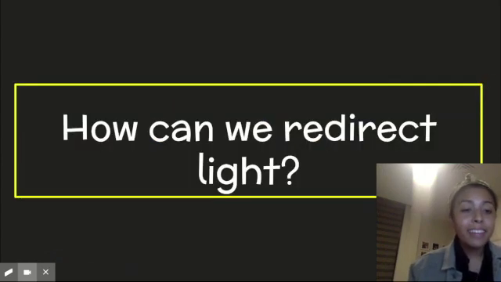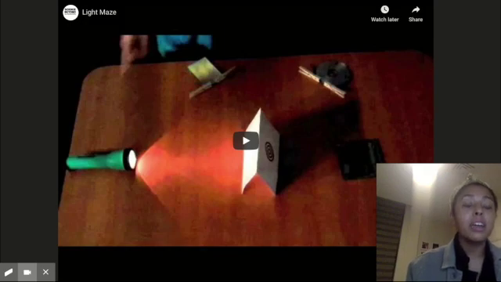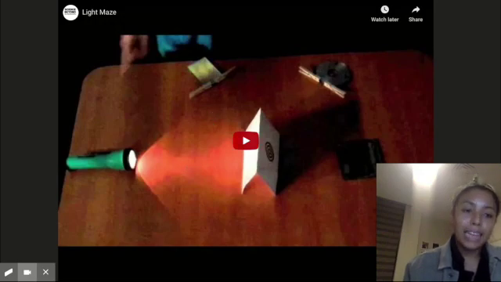So last time we got to answer the question of how can we redirect light? And we got to watch a really awesome experiment by a scientist named Josh, who was able to use mirrors and CDs, really reflective or shiny objects, and he was able to use them to get the light from the flashlight to go all the way around and hit the target.